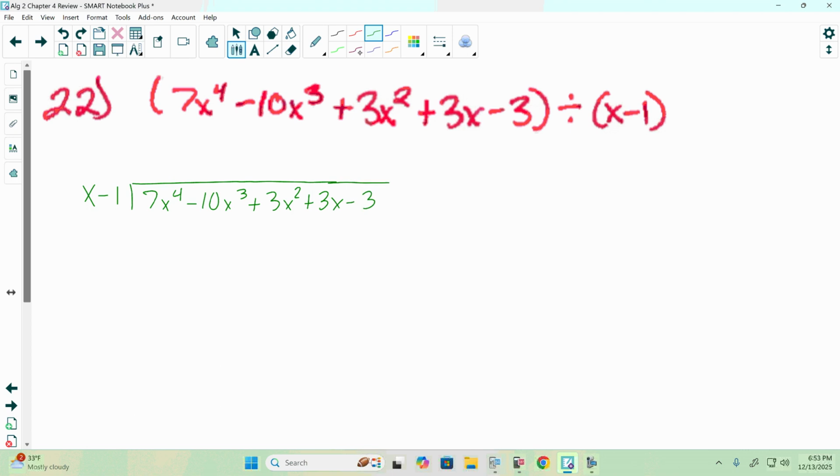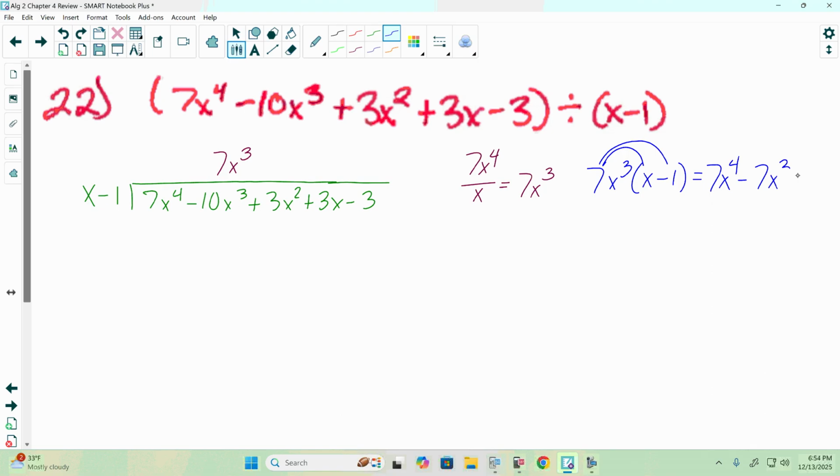We got it set up, so we're going to start our process. I'm going to take the biggest term inside, divided by the biggest term outside. Well, we'll still have 7 because we're mainly just dividing that x to the fourth by x. X to the fourth divided by x is going to be x to the third. Then we take that and multiply it by what's outside, so 7x cubed times our x minus 1. 7x cubed times x is going to be 7x to the fourth. 7x cubed times negative 1 is going to be negative 7x cubed.